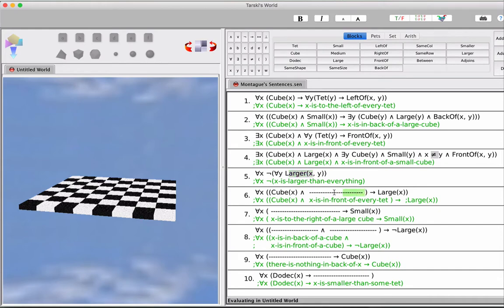Number 6, I've highlighted the part that we need to replace, which is just a set of dashes, right? We need to replace it with X is in front of every tet. So we need an every tet, in front of which we have all the cubes. So we've got the front of relation again.